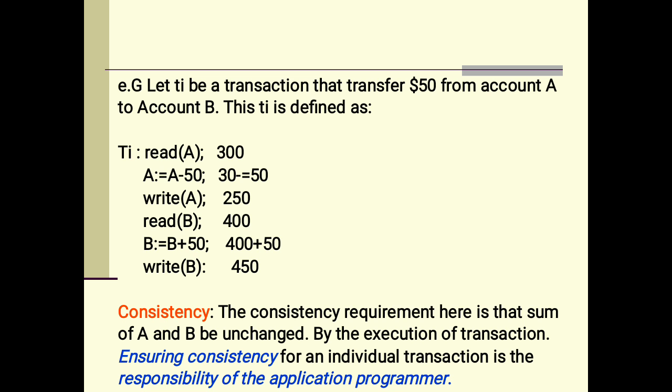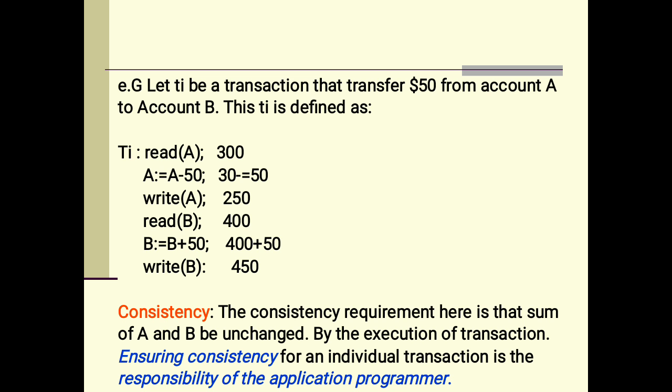Write A. Now whatever value is changed, that has to be updated in the database. So the write operation is performed on account A. That means initially we have 300 rupees in account A, then 50 rupees are transferred from account A to B. That means now we have $250 in account A.